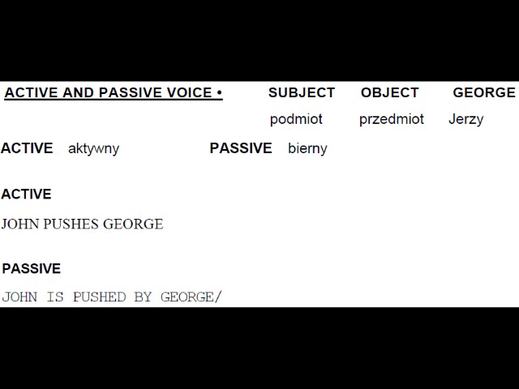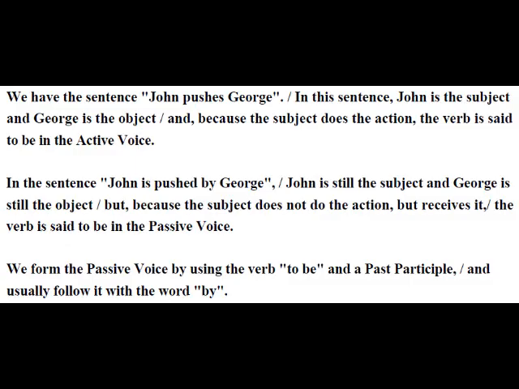Active and passive voice. Subject, object. Active: John pushes George. Passive: John is pushed by George. We have the sentence, John pushes George. In this sentence, John is the subject and George is the object. And, because the subject does the action, the verb is said to be in the active voice.